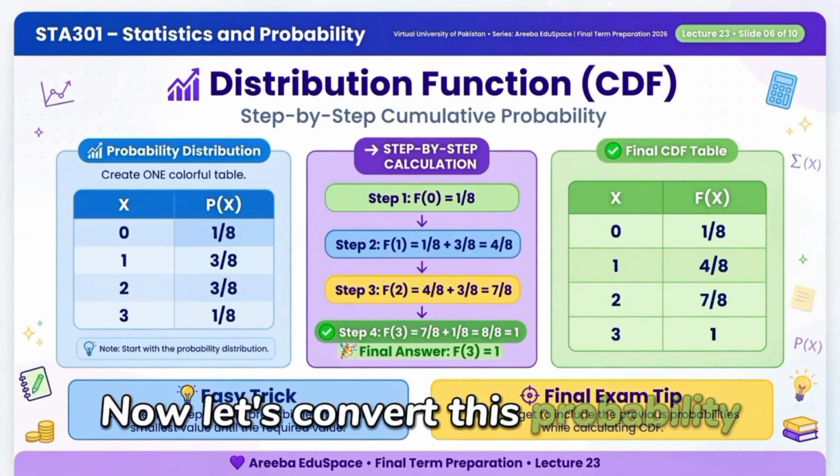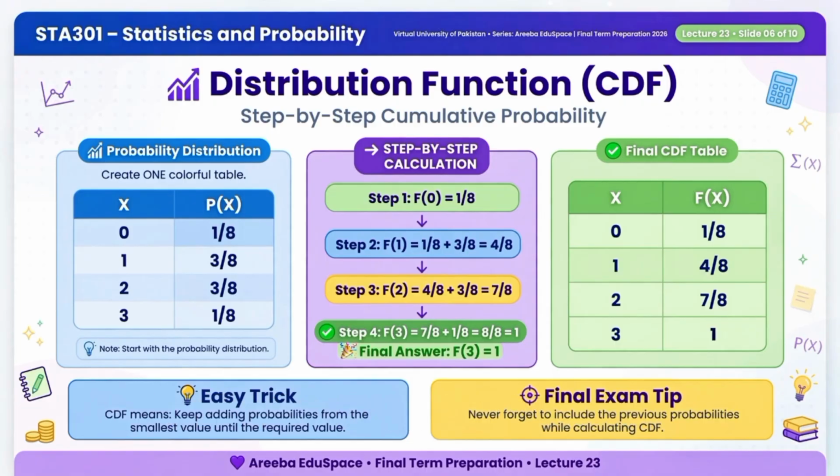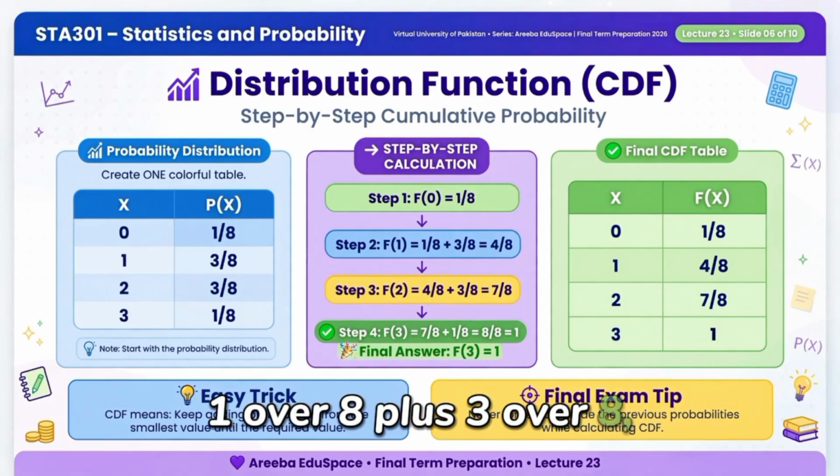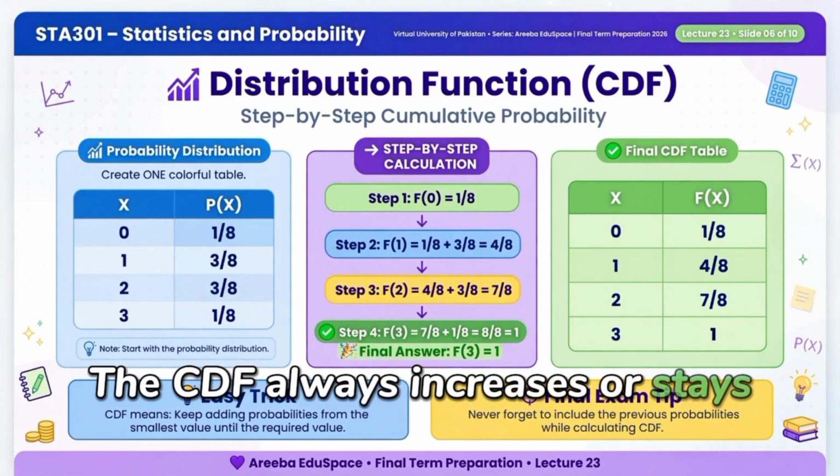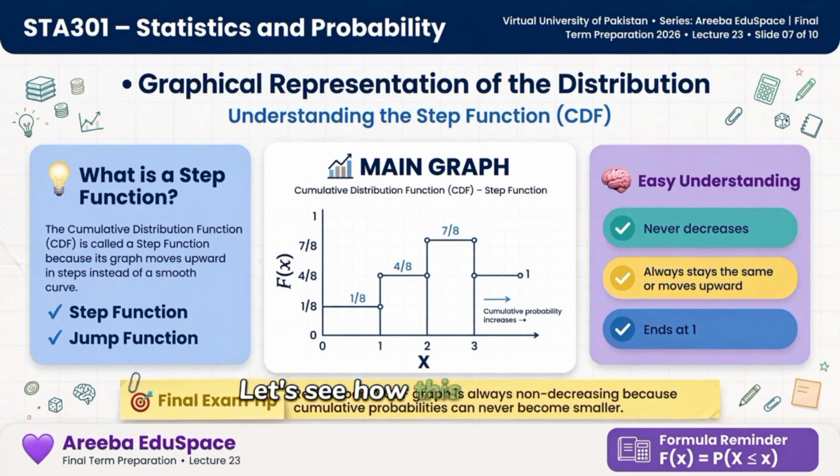Now let's convert this probability distribution into the cumulative distribution function. To calculate the CDF, we keep adding probabilities. Let's calculate step by step. F(0) equals 1 over 8. Next, F(1) equals 1 over 8 plus 3 over 8, which becomes 4 over 8. Next, F(2) equals 4 over 8 plus 3 over 8, which becomes 7 over 8. Finally, F(3) equals 7 over 8 plus 1 over 8, which equals 1. Notice something important. The CDF always increases or stays the same. It never decreases. Let's see how this looks on a graph.